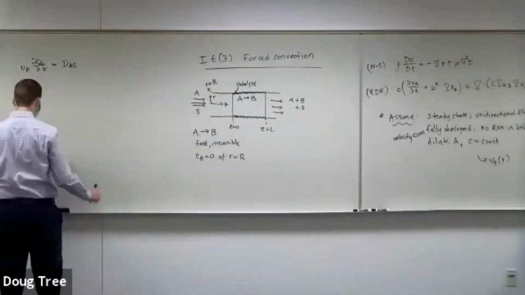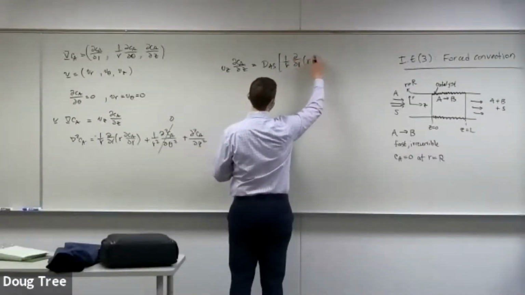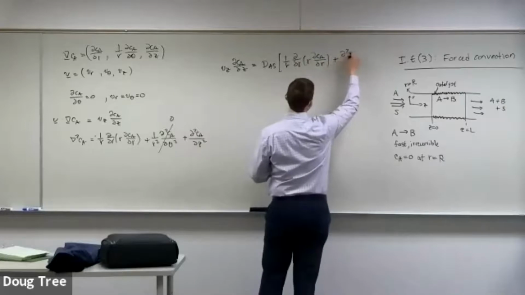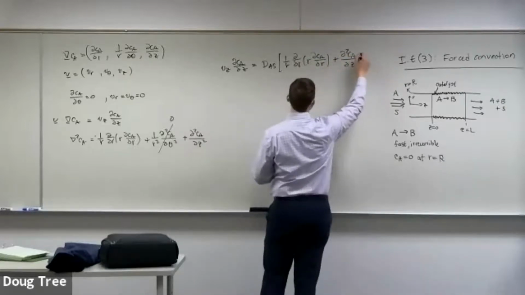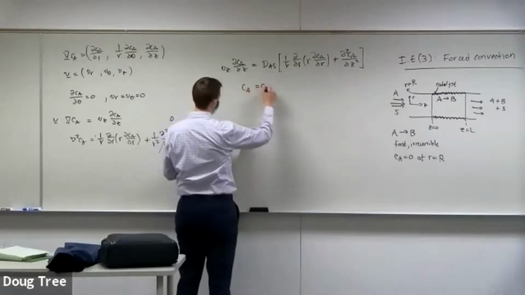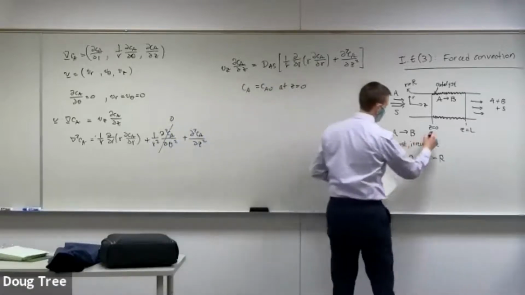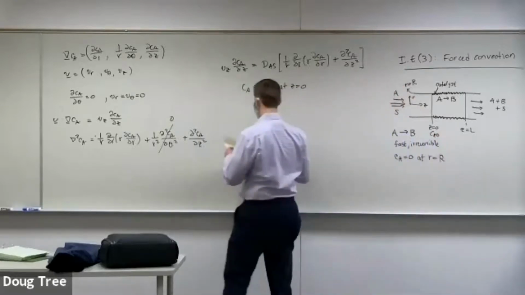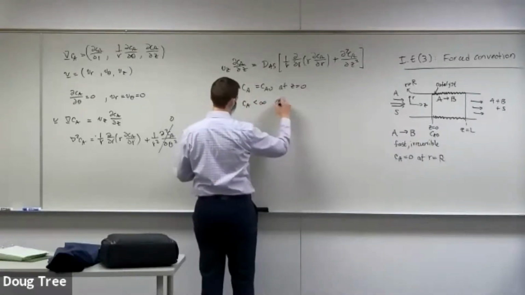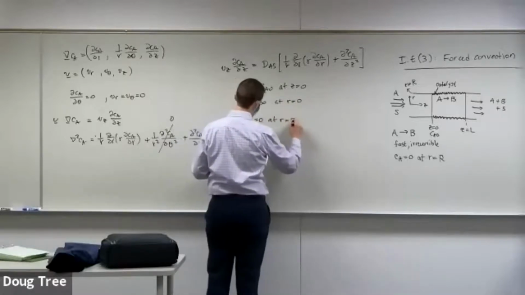I noticed that in my notes there. And then we have 1 over R d dr R dCA dr plus d squared CA dz squared. Okay. And then we have this problem: CA equals CA naught at Z equals 0. So that's right here, I would have CA naught. And then I need CA to be bounded at R equals 0 and CA equals 0 at R equals R.